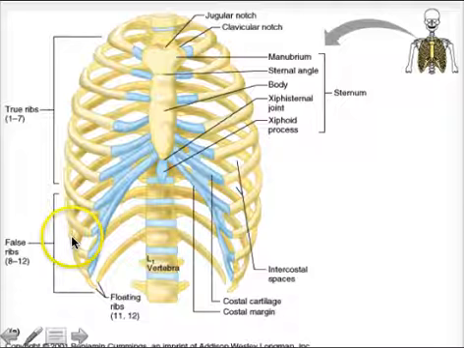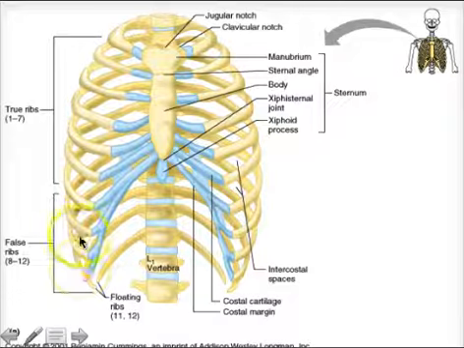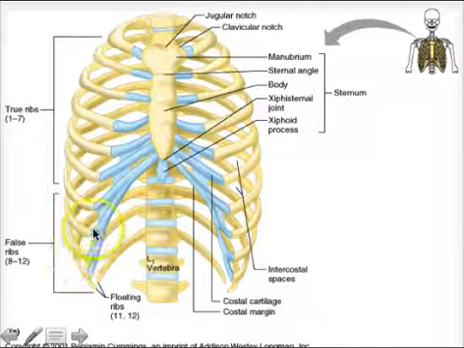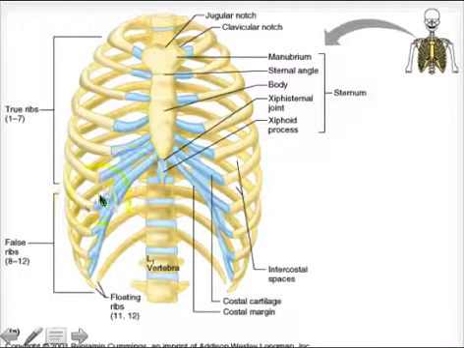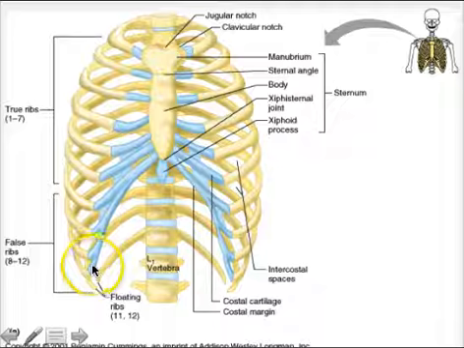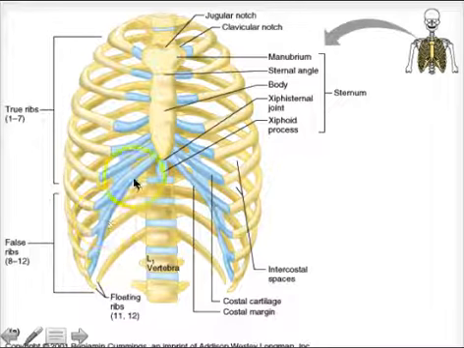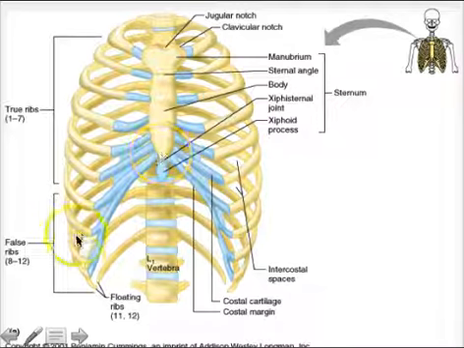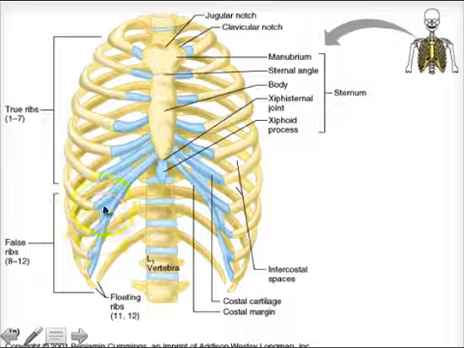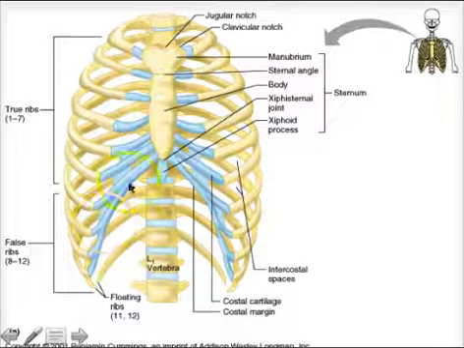But ribs 8, 9, and 10 are called false ribs because each of them, their costal cartilage comes up and attaches to the cartilage of the rib above it, and then that goes to the sternum. So look, here's 8 going on to 7. Here's 9 going on to 8, going on to 7. Then 10 going on to 9, which goes on to 8, which goes on to 7, and then the sternum. So 8, 9, 10, false ribs, because their costal cartilages don't connect directly to the sternum proper.